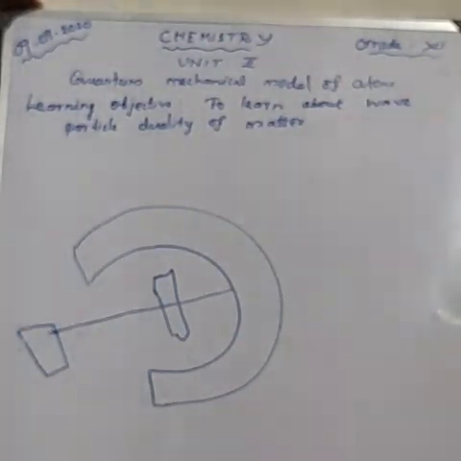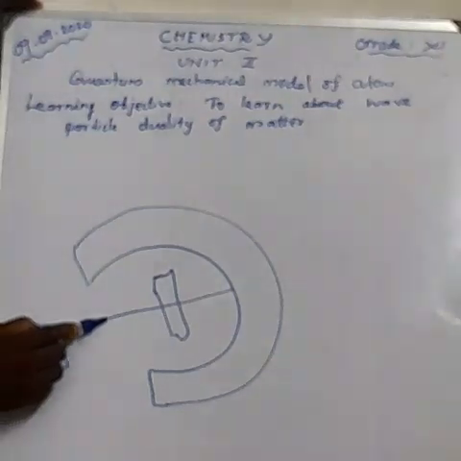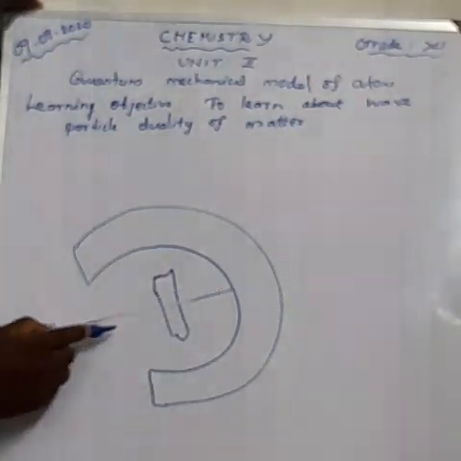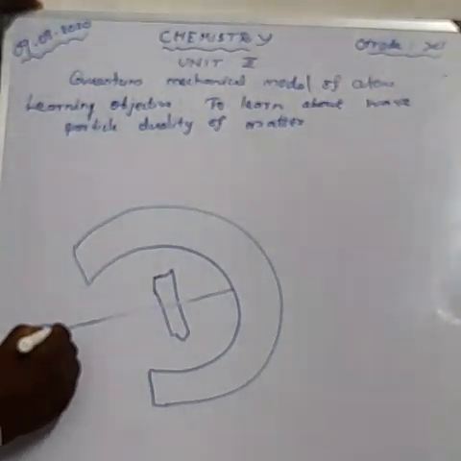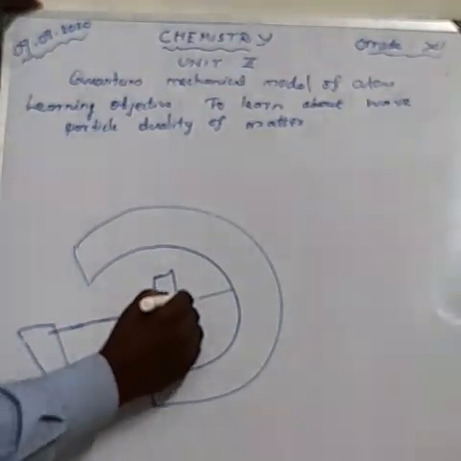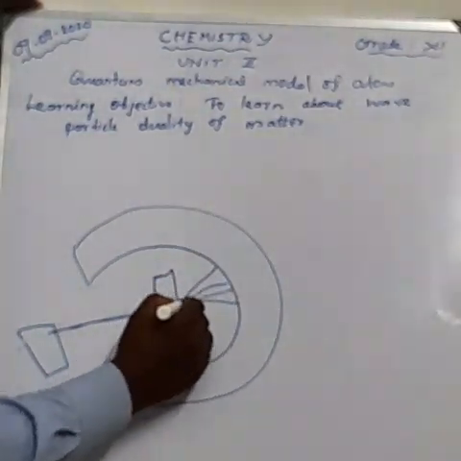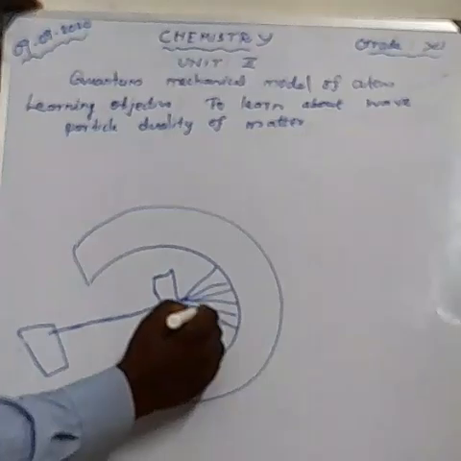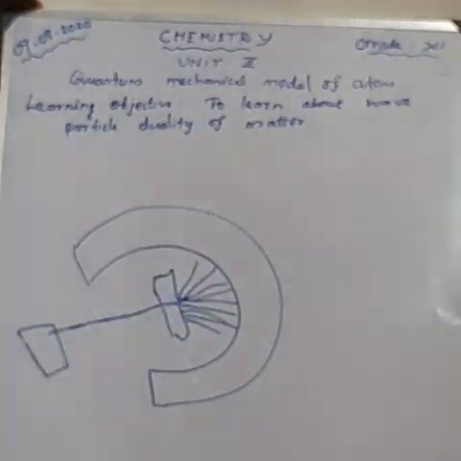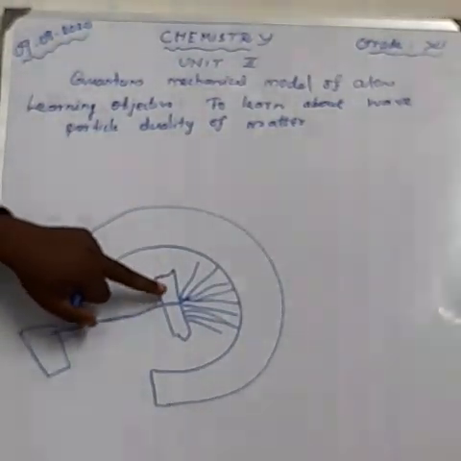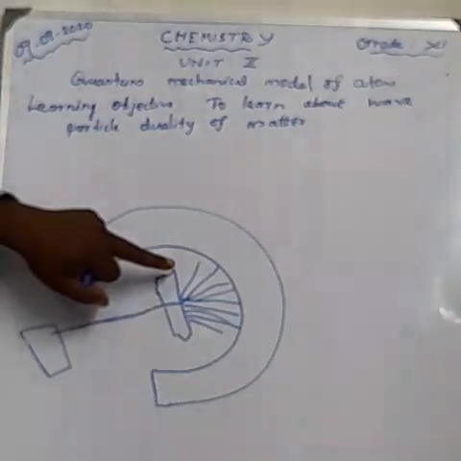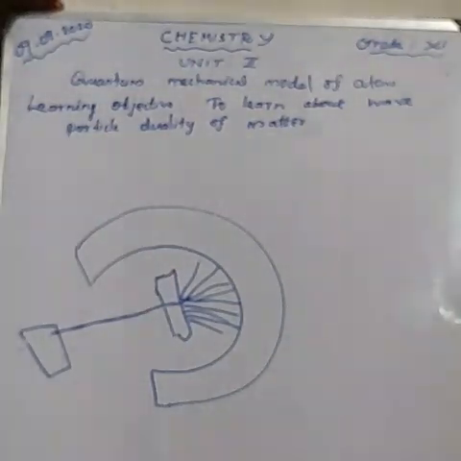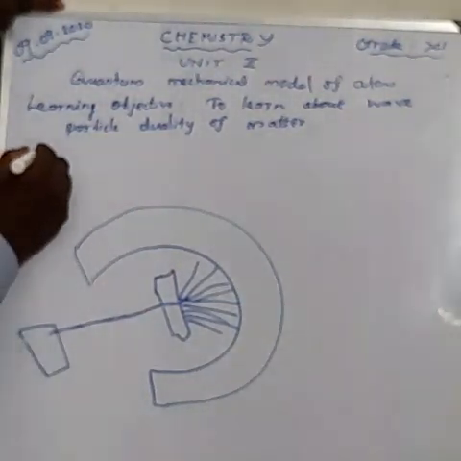Here, what is the observation? The first one is that most of the alpha particles passed through the foil. Clear? What is the first one? Most of the alpha particles passed through the foil. This is the first point.